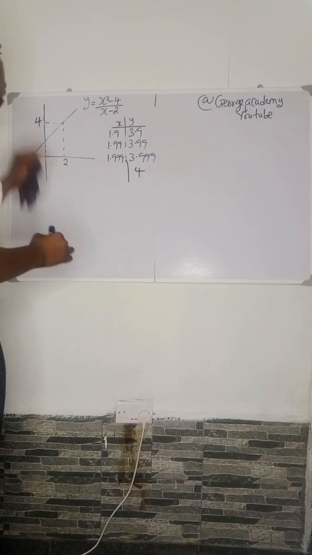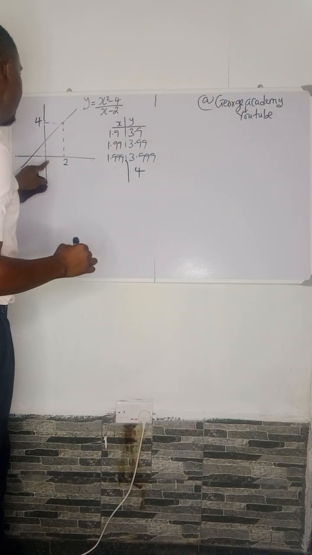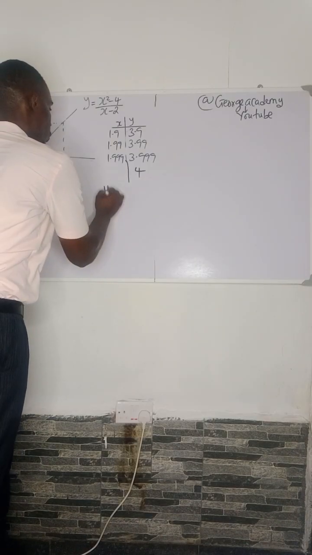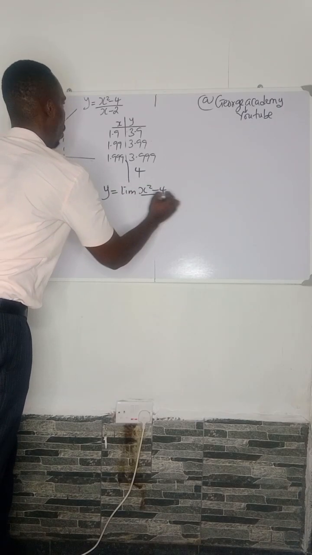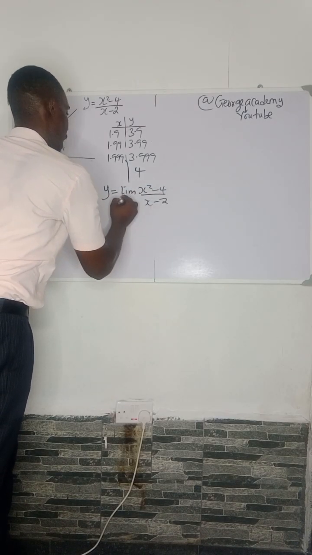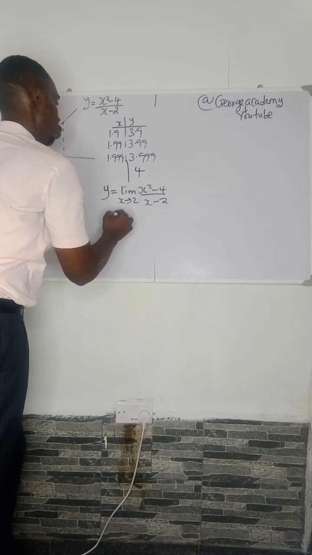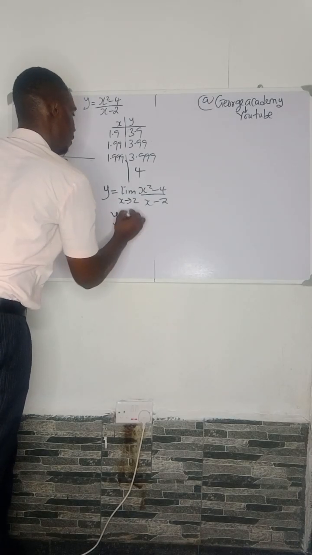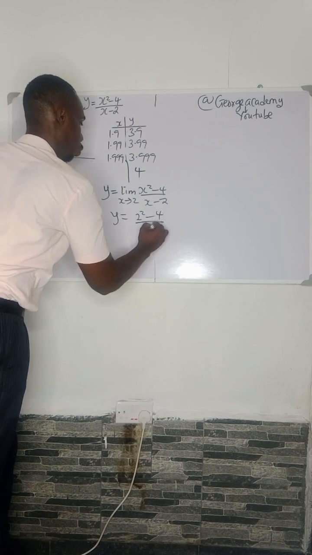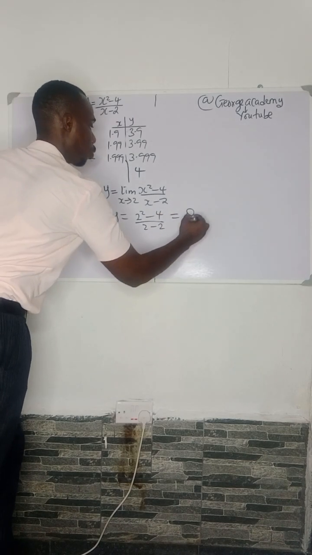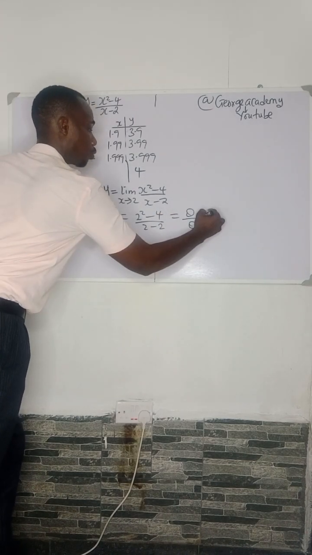What if we plug in the value of x as 2, which becomes y is equal to limit as x approaches 2 of x squared minus 4 all over x minus 2. This will give us y is equal to 2 squared minus 4 all over 2 minus 2, which gives you 0 over 0, which is not actually 4.